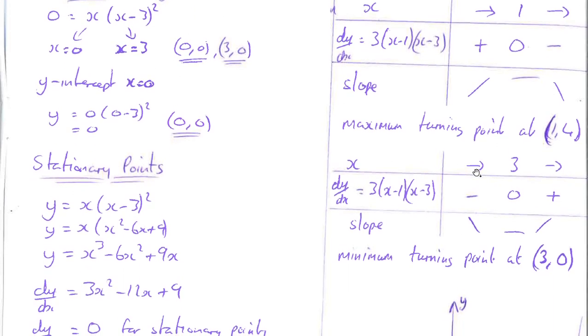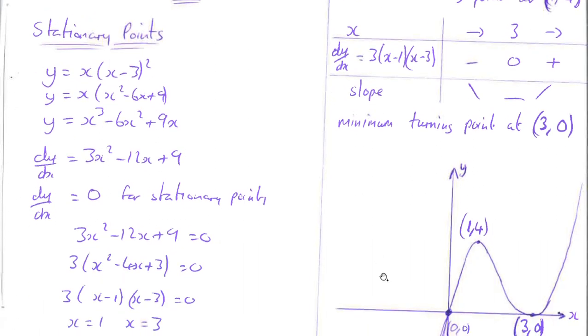Repeat that process. We've already done it for 2, so we've already got this bit. Substitute in 3 to the second bracket, we'll get 0, which is going to give a horizontal gradient, and then any number after 3, let's just pick 4. 4 minus 1 is positive, 4 minus 3 is positive. So we've just got positive multiplied by positive multiplied by positive to give a positive gradient. So there's a minimum turning point at 3, 0 because it's dropping, then horizontal, then rising again. It's a minimum turning point.